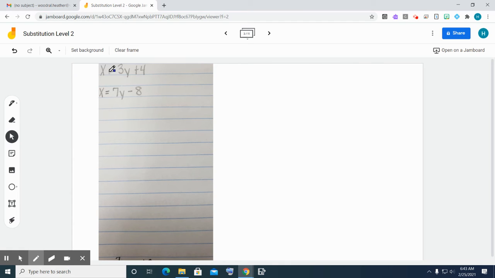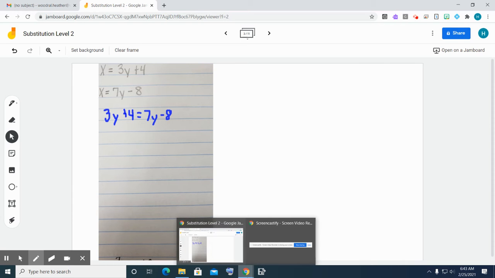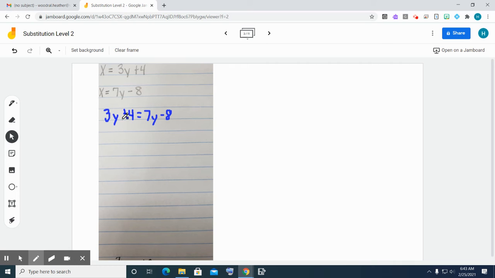So again, we know what x equals, so we're going to do step 1, which says we're going to set these equations equal to each other. So we have 3y plus 4 equals 7y minus 8. Now, just get a sheet of paper out. You do not have to write this down on the slide, especially the practice problems. The only ones I need to see your work for are the 5 practice problems at the back.